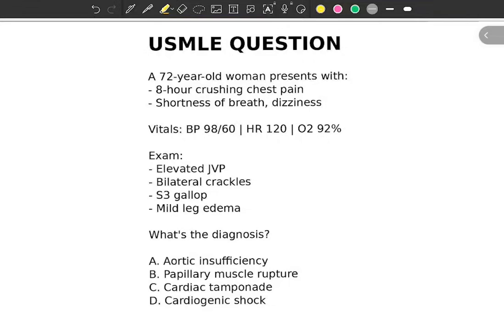To all my friends studying for USMLE Step 2, here's a question that could easily show up on your exam.